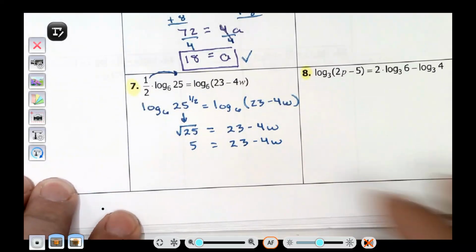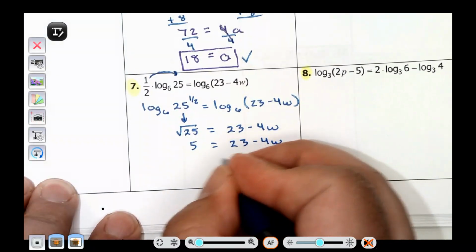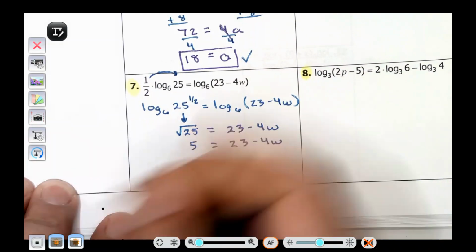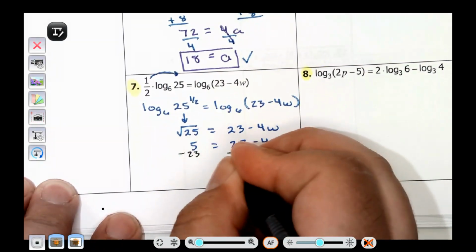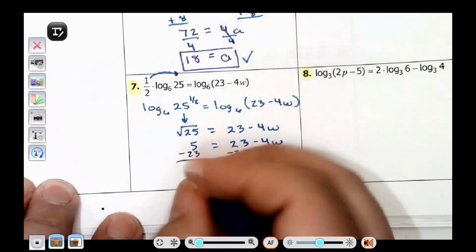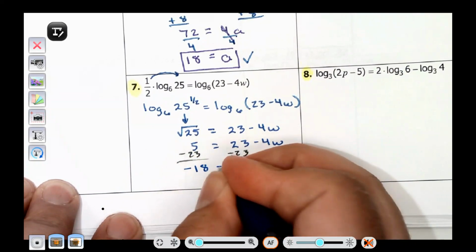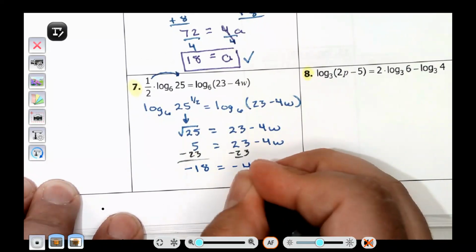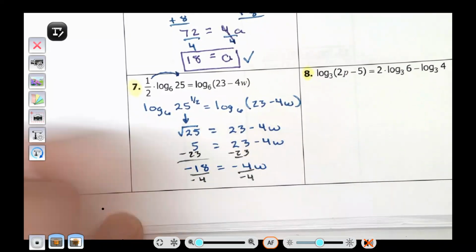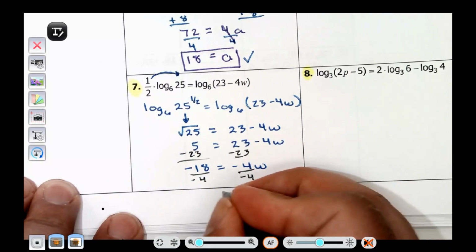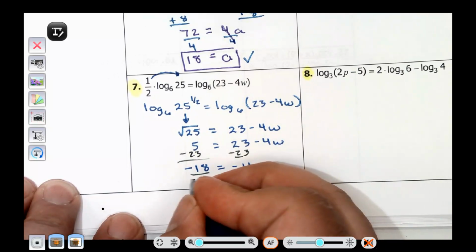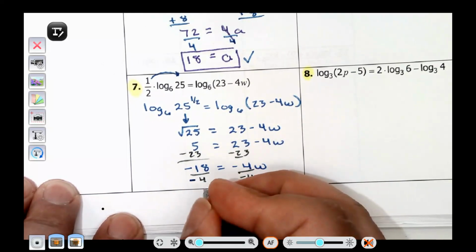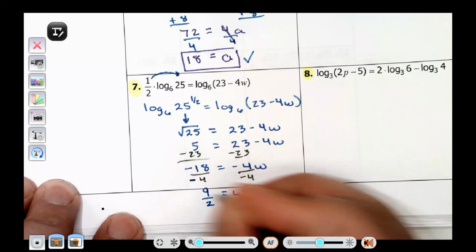Let's see if this is going to be one that works out. Subtract the 23. So I get negative 18. Oh, we see negatives coming. Negative 4w. So I'm going to divide by negative 4. All right, so the negative is gone. It was a little bit of concern at first because it could lead. Doesn't mean it can't be negative here. The answers could be a negative. 9 over 2. I'm going to reduce it.